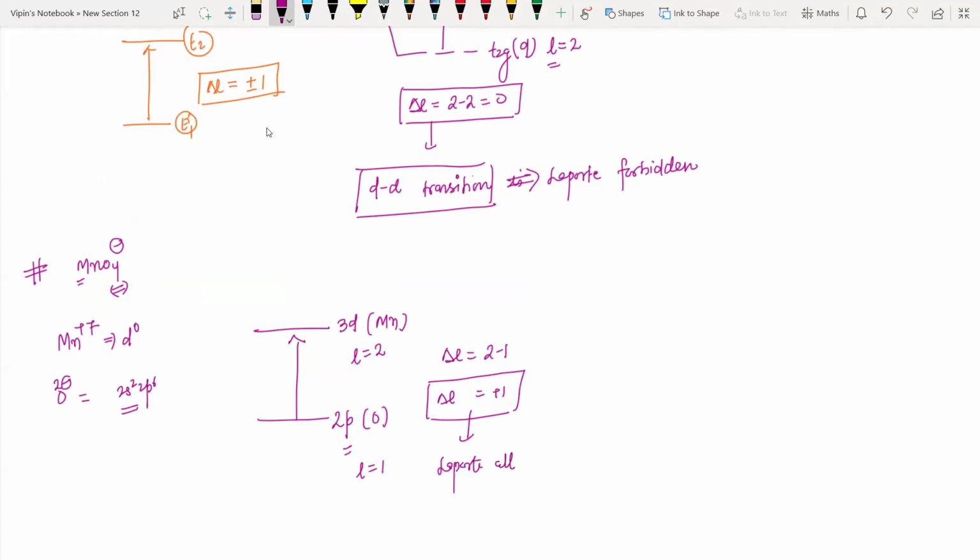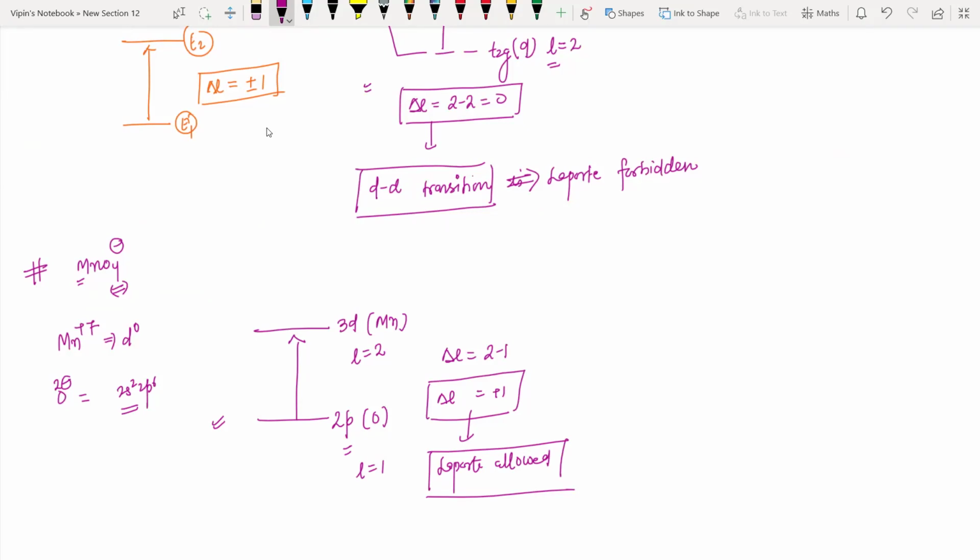Means the electronic transition from a p orbital to a d orbital is Laporte allowed. In this condition, there will be a very high possibility of electronic transition. There will be more excitation of electrons from low energy level to high energy level. There will be more possibility of absorption of light as compared to this particular complex, right? The complexes which are Laporte allowed have more tendency of excitation of electrons from low energy to high energy level. It means they have more absorption of light.